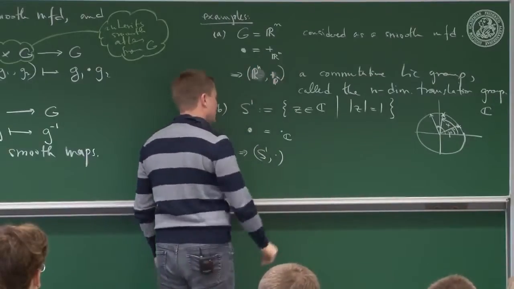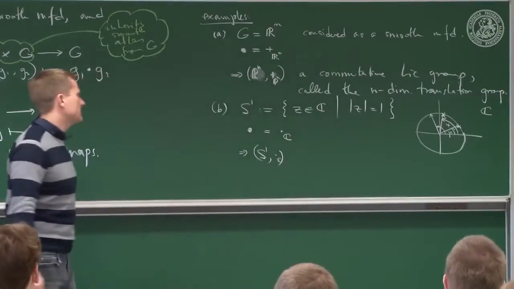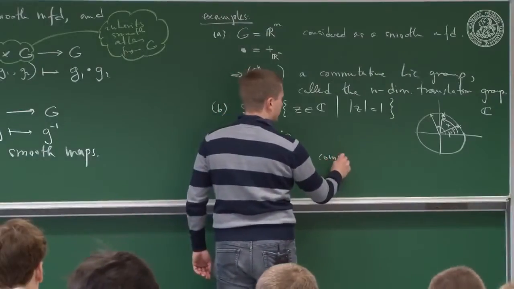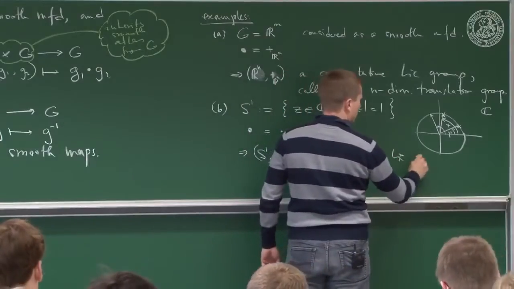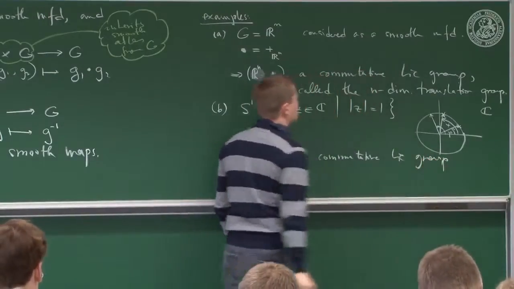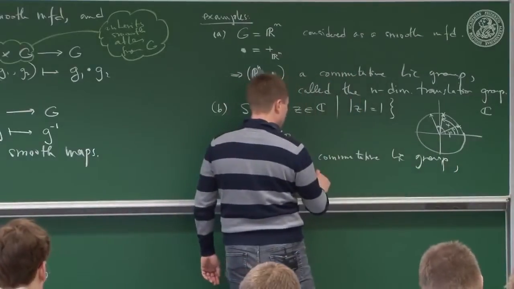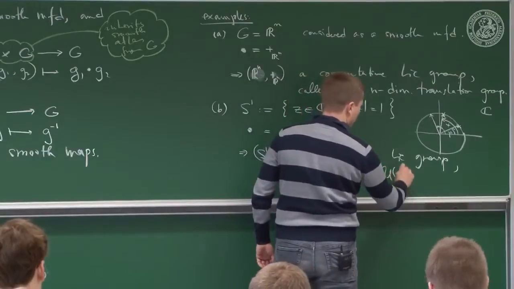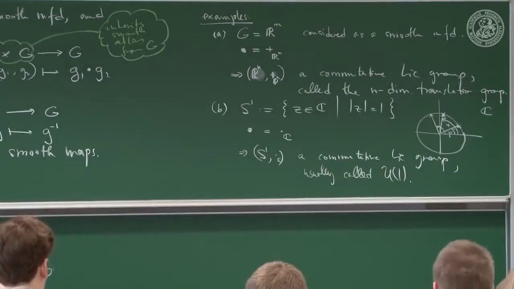And so it follows that S1, with this multiplication, well, I should have written here that Rn with its addition is the translation group, and S1, considered as a subset of the complex plane together with the multiplication, is again a commutative Lie group, again a special case. This is usually called U1.